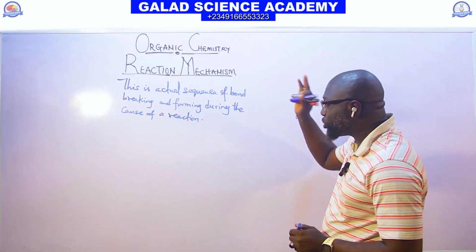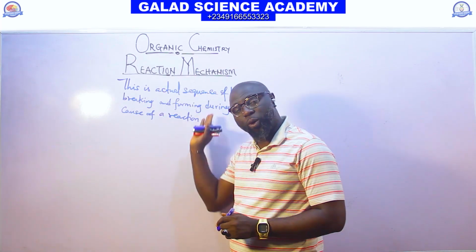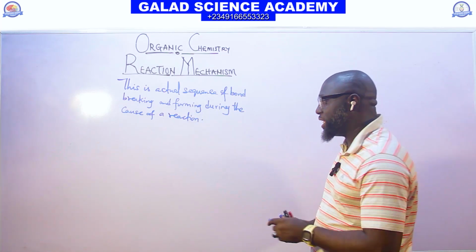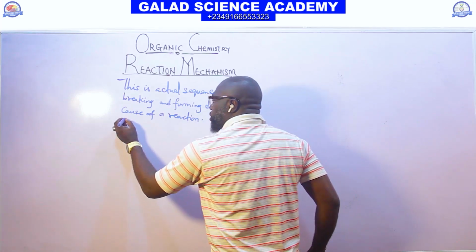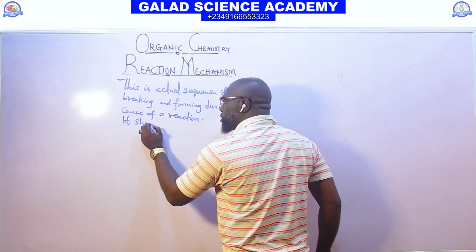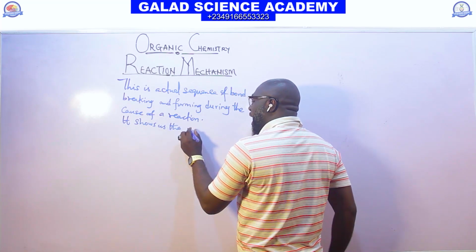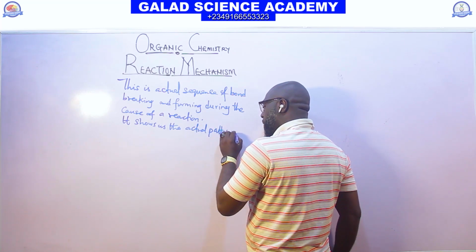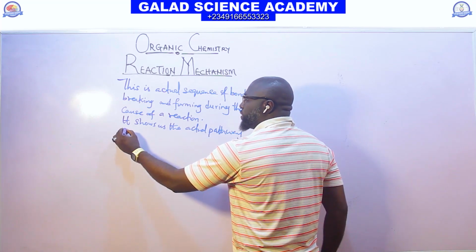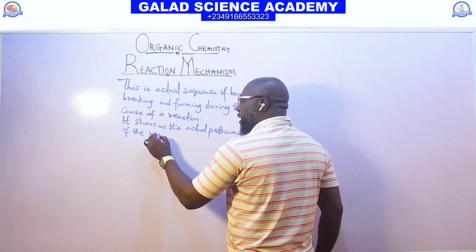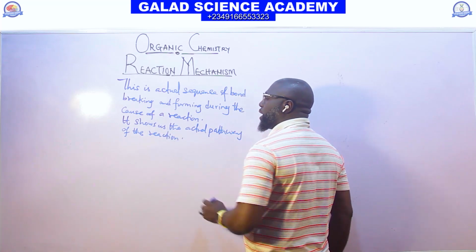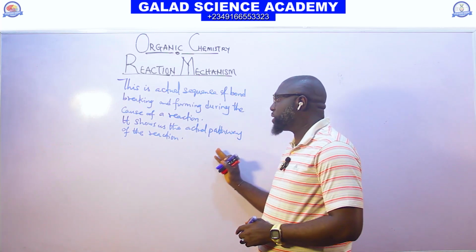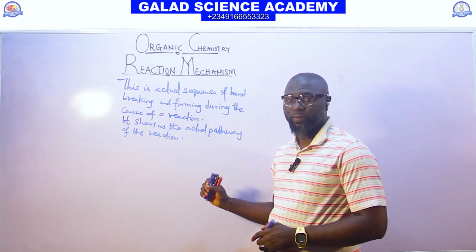This reaction mechanism is the actual sequence of bond breaking and bond forming in a chemical reaction. And it shows us the actual pathway of the reaction. So the actual mechanism tells us the actual pathway of the reaction.